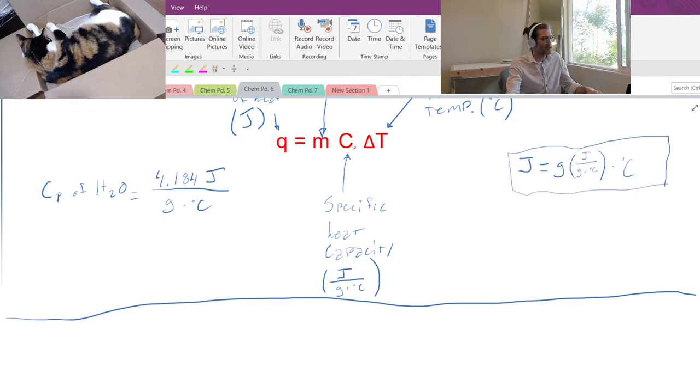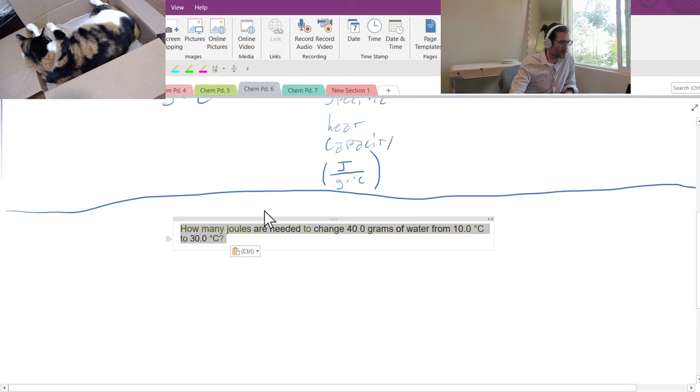So we'll start with the first one from our problem set. How many joules are needed to change 40.0 grams of water from 10.0 degrees C to 30.0 degrees C? There we are. We'll paste that in here. Make that larger.